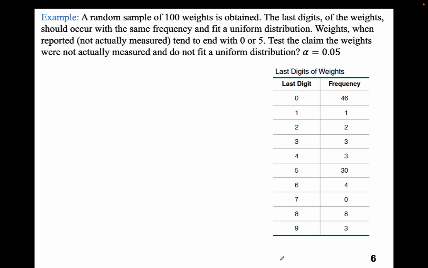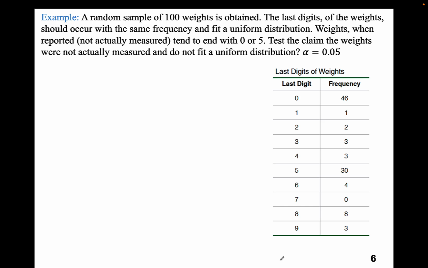Let's try one. A random sample of 100 weights is obtained. The last digits of the weights should occur with the same frequency and fit a uniform distribution. Weights, when reported, not actually measured, tend to end in a 0 or a 5. Test the claim that the weights in this table were not actually measured, and they do not fit a uniform distribution. They want us to choose a significance level of alpha equals 0.05.